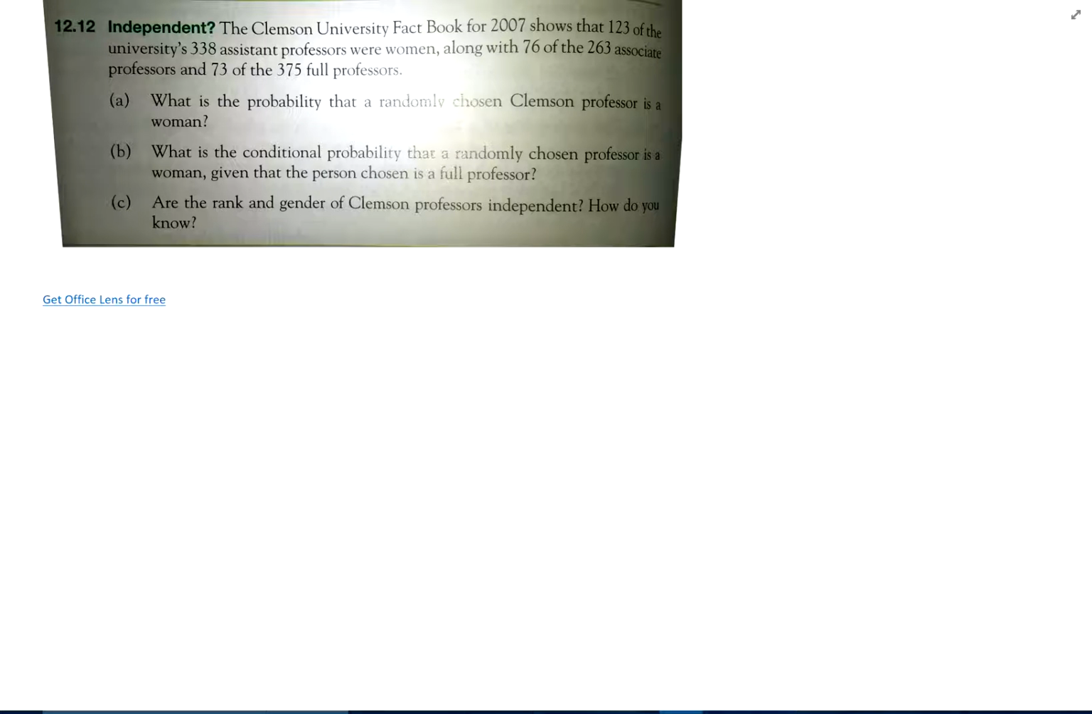Okay, 12-2. Here we go. The Clemson University Fact Book shows that 123 of the university's 338 professors were women. 76 of 263 associate professors and 73 of 375 full professors were women. What's the probability that a randomly chosen Clemson professor is a woman? So we just want the probability that you select a woman.